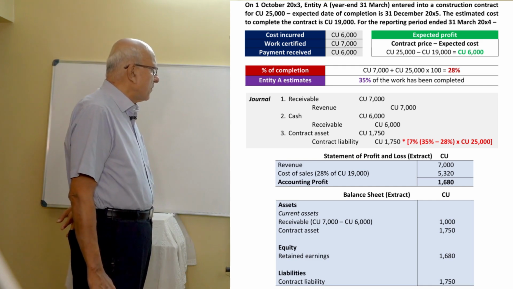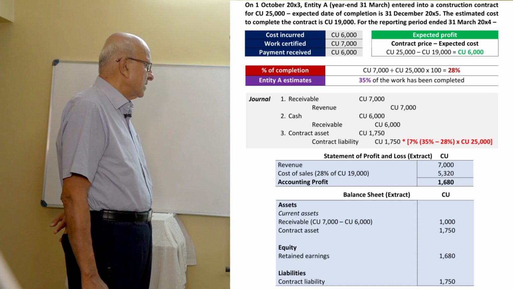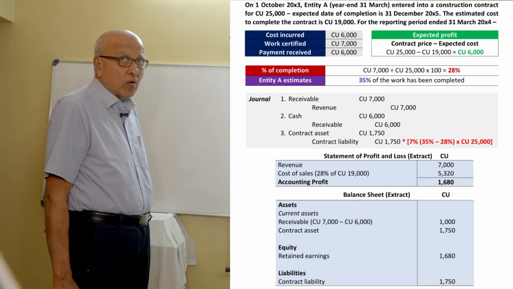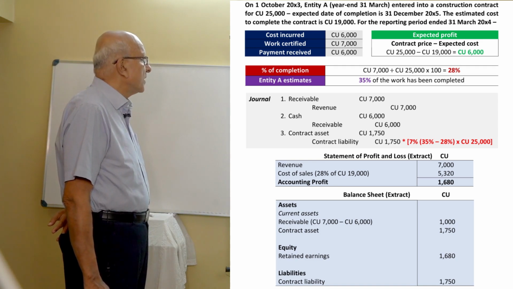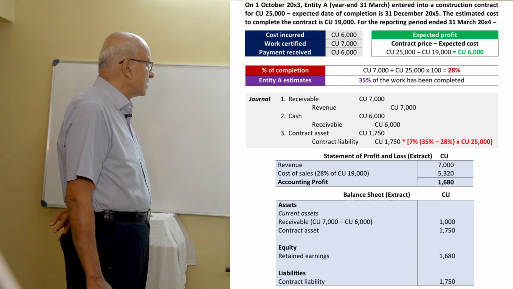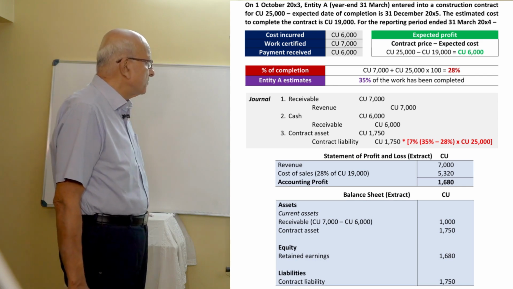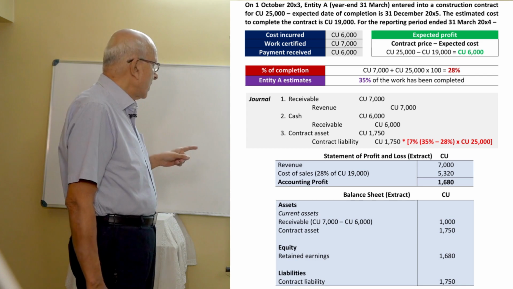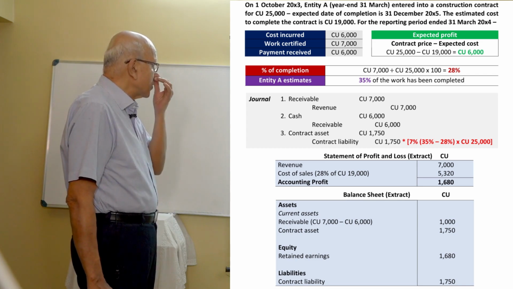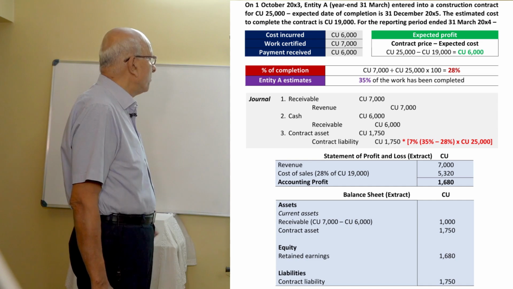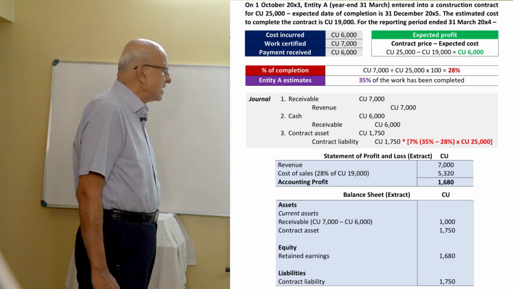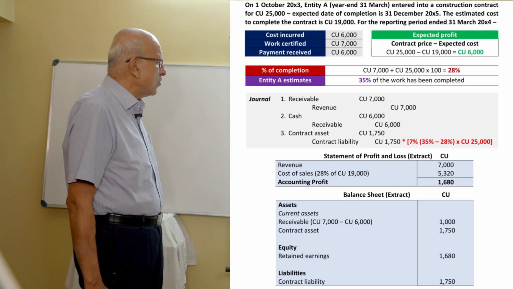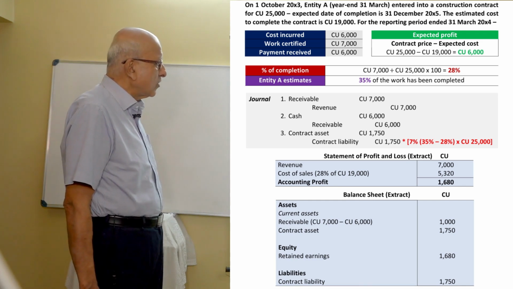NTTA estimates 35% of the work has been completed. That means 7% of the work is not yet certified. So what is the entry? 7,000 is taken as revenue, that is work certified, and cash received is 6,000, so 1,000 revenue is still receivable. And a contract asset has to be created for 1,750, that is the 7%. 35% work has been completed, certified 28%.